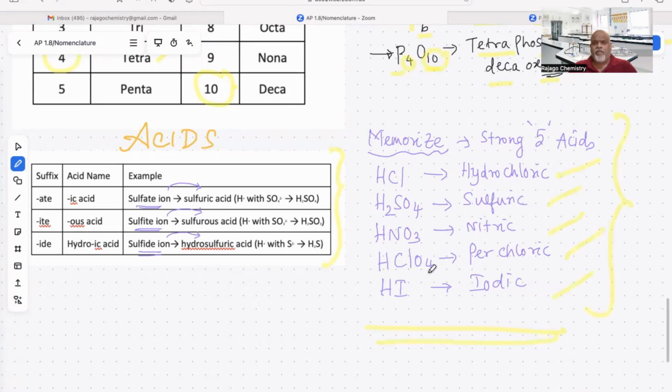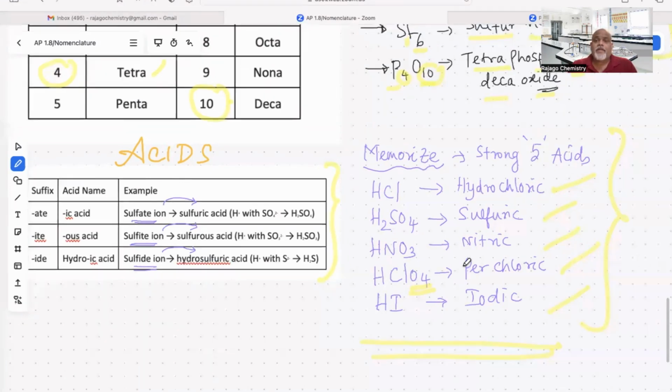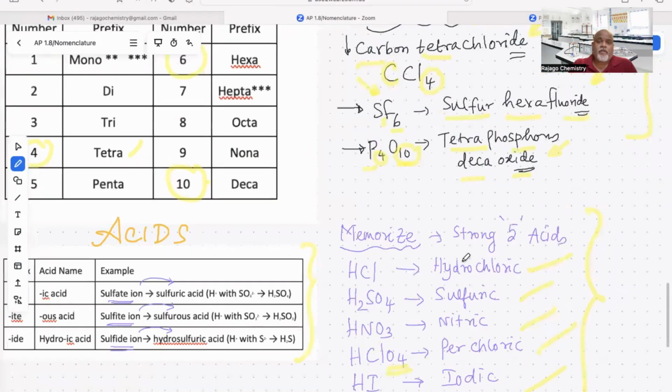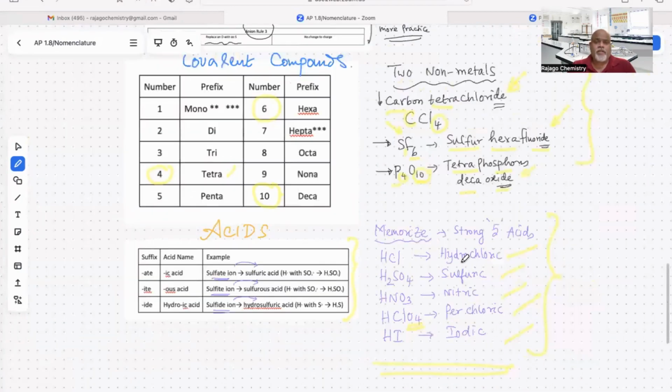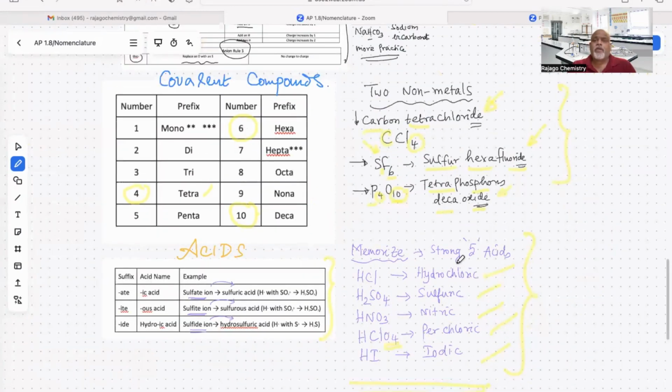When the number of oxygen increases, it becomes a very strong acid, for many reasons that we are going to see only in AP Unit 8. I'm going to explain to you why there is a specific reason for this. But you can easily memorize these 5 very strong acids: hydrochloric, sulfuric, nitric, perchloric, and iodic acid. So the rest of them, you have to practice more with the worksheet. Then only it will help you to be very savvy about this nomenclature.